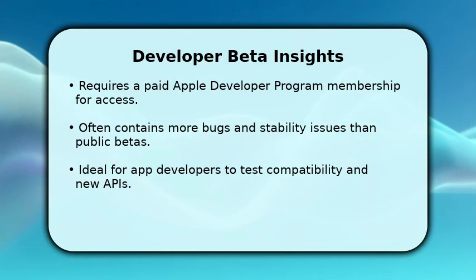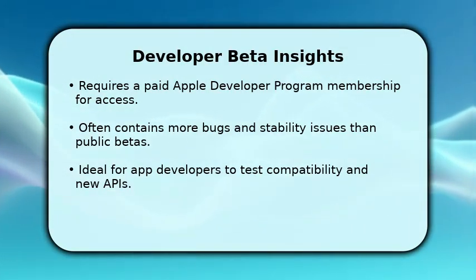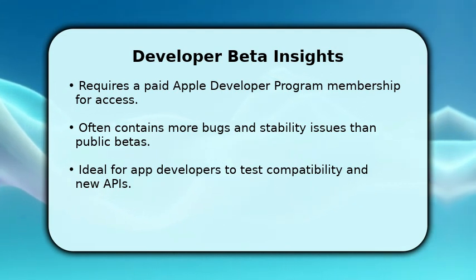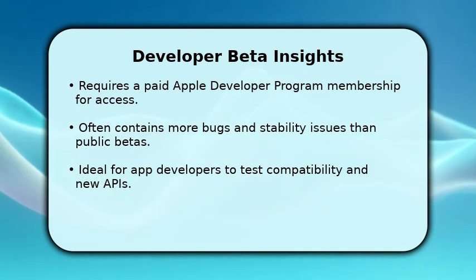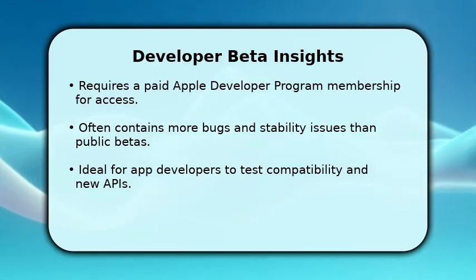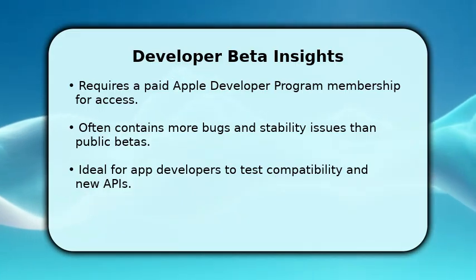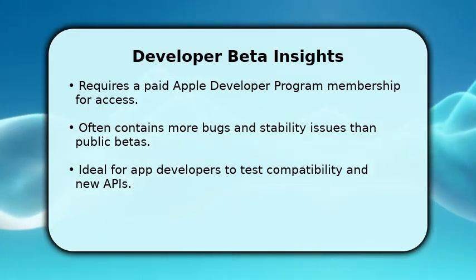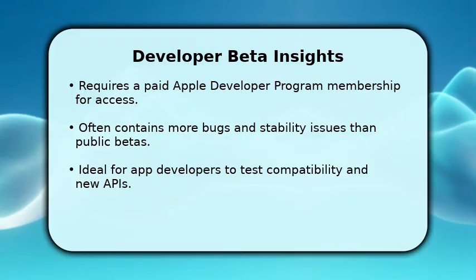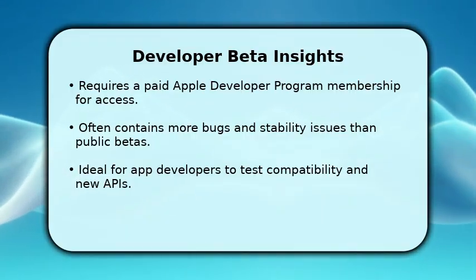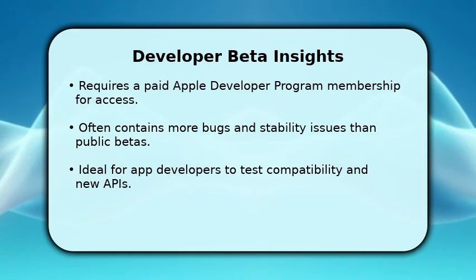The developer beta is typically the very first version of upcoming iOS software. It's designed for app developers to ensure their applications work correctly with new features and changes. Expect frequent updates and potential bugs that could impact daily use. Access usually requires an active Apple Developer Program membership, which has an annual fee.